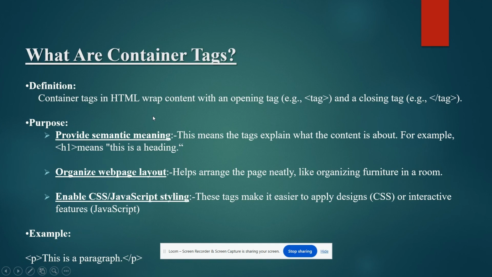Container tags in HTML wrap content with an opening tag and a closing tag. So the container tags are used to combine the data within the opening tag and closing tag. An opening tag consists of angular brackets, and within the angular brackets there is a tag name. A closing tag consists of angular brackets, and within them there is a tag name with a forward slash. The opening tag and closing tag are used to combine the data.